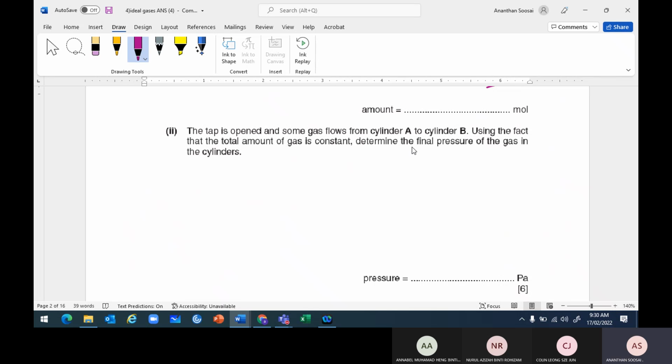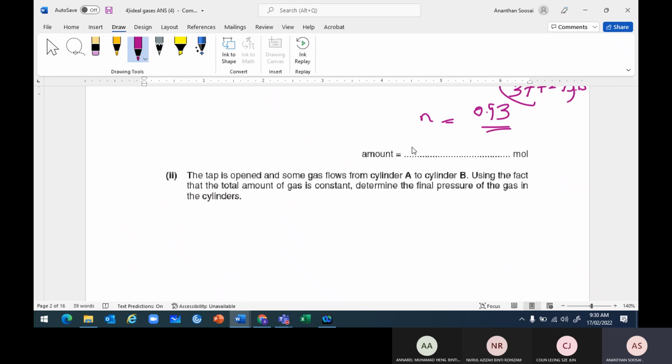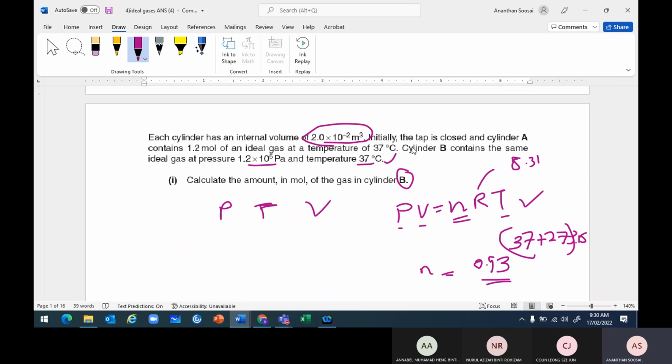So I scroll up for you the information. So hope you understand the question. Okay, tap is open. So come on, work it out. This is the information: the tap is open. Cylinder A has 1.2 mole of gas. Cylinder B has 0.93 mole of gas. Mix up. So what is the new pressure? So what formula to be used?